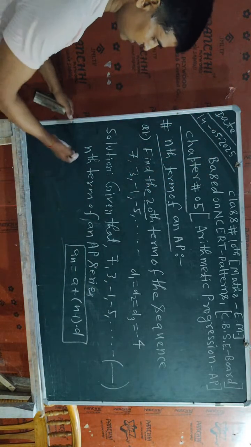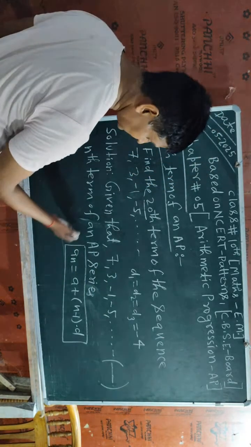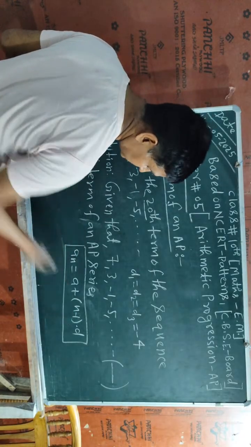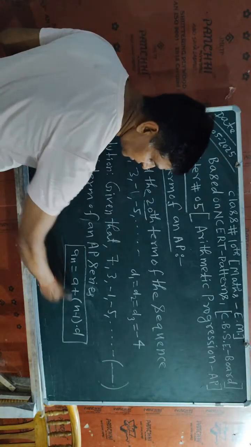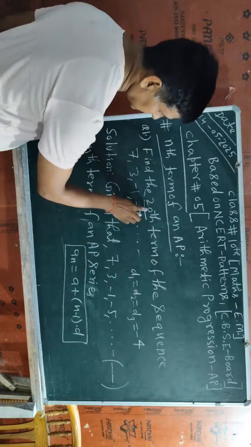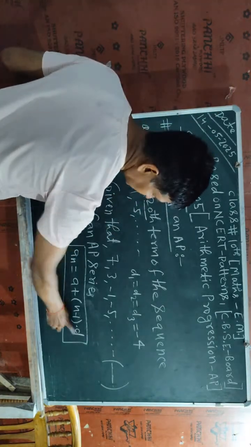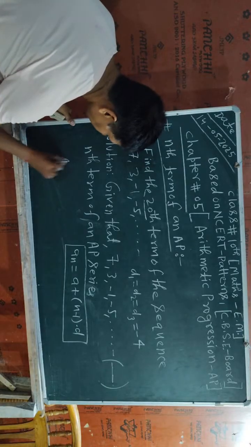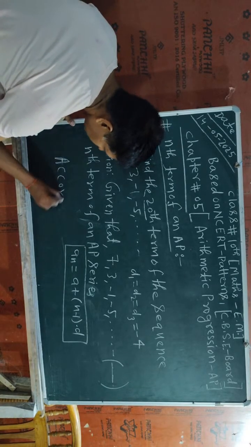So here I have to write AN is equal to A plus N minus 1 into D, where A is the first term, N is the term number, the value of N is given here as 20, and D is the common difference. Now, according to the question, here I have to write according to the question.